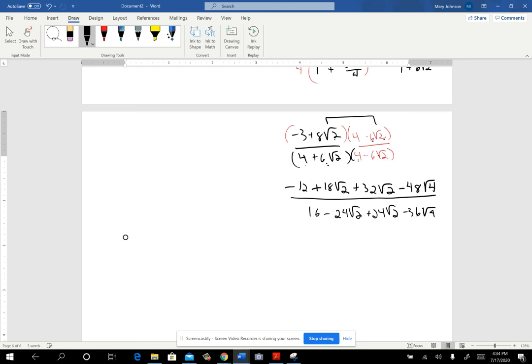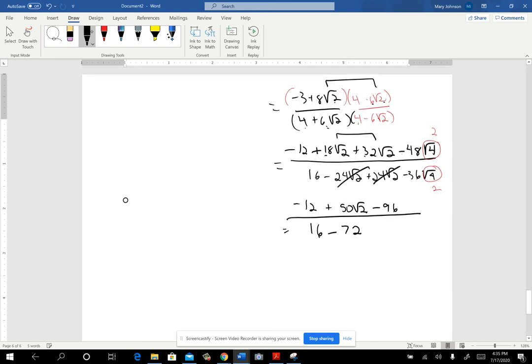When you get the hang of it, you can skip just a little bit of this stuff. All right, so this is negative 12. These are like terms. That's 18 and 32, so that would be 50 square root of 2's. And then here, this is really 2. So I have minus 48 times 2, which is minus 96. Now here we did it because the radical is going to go away. See, this is really 2. So the denominator there becomes 16 minus 72.